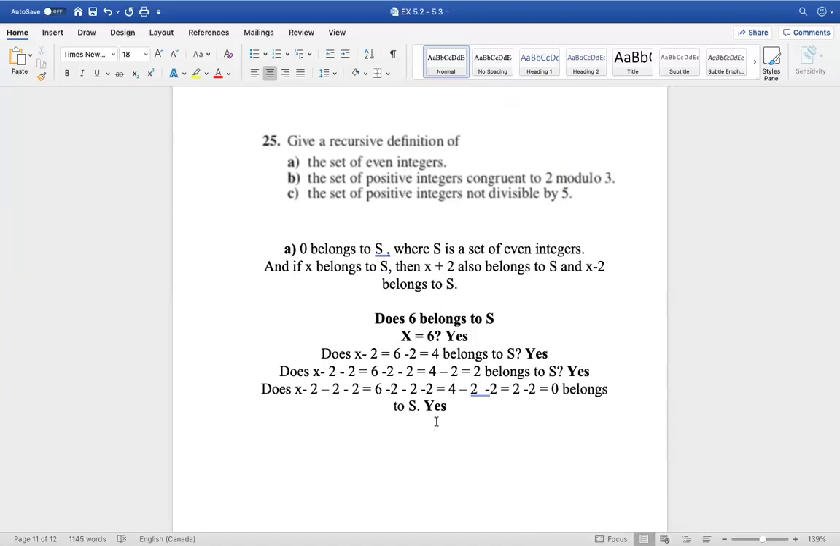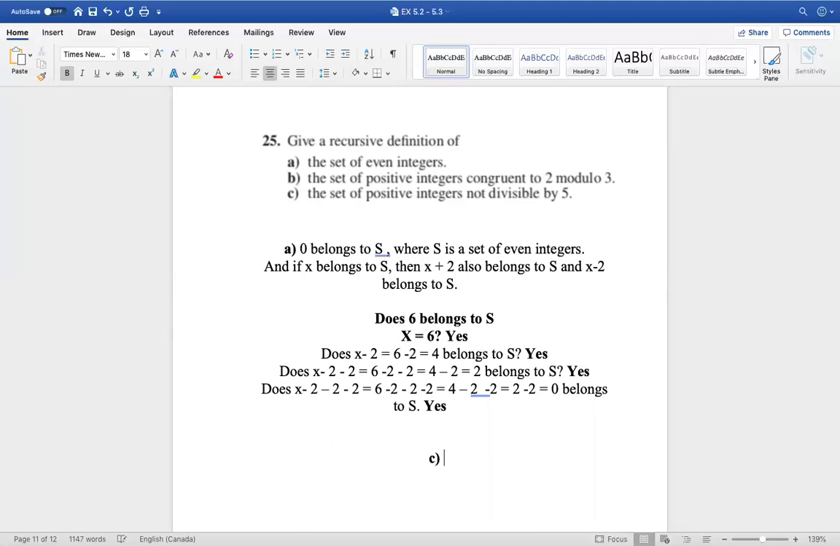Okay, so let's do the last part here. Let's do part C. We have the set of positive integers which are not divisible by 5, and we have to give a recursive definition for that. So here we have 1, right? We define the basic set.